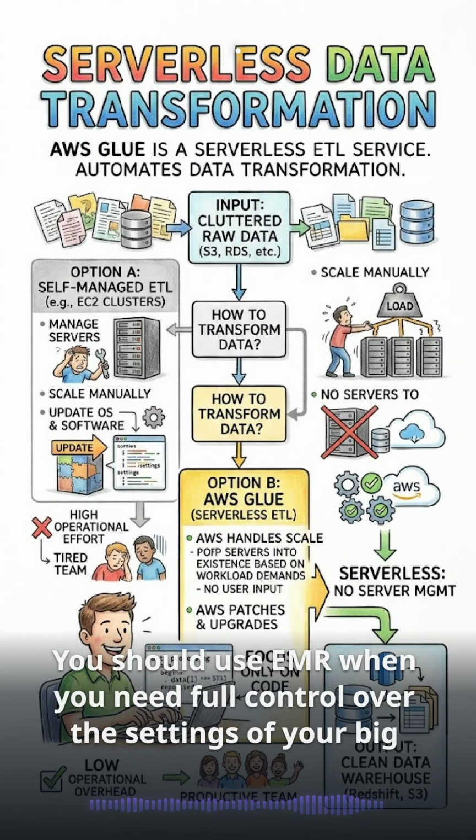You should use EMR when you need full control over the settings of your big data clusters. Amazon Athena is very helpful, because it lets you query data in S3 using simple SQL commands.